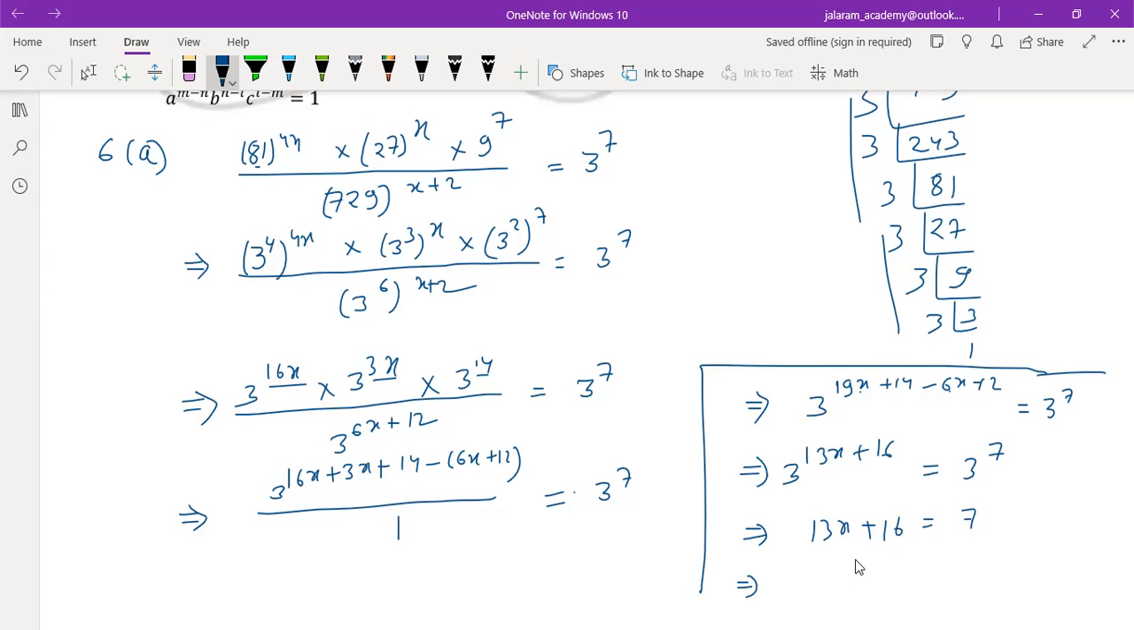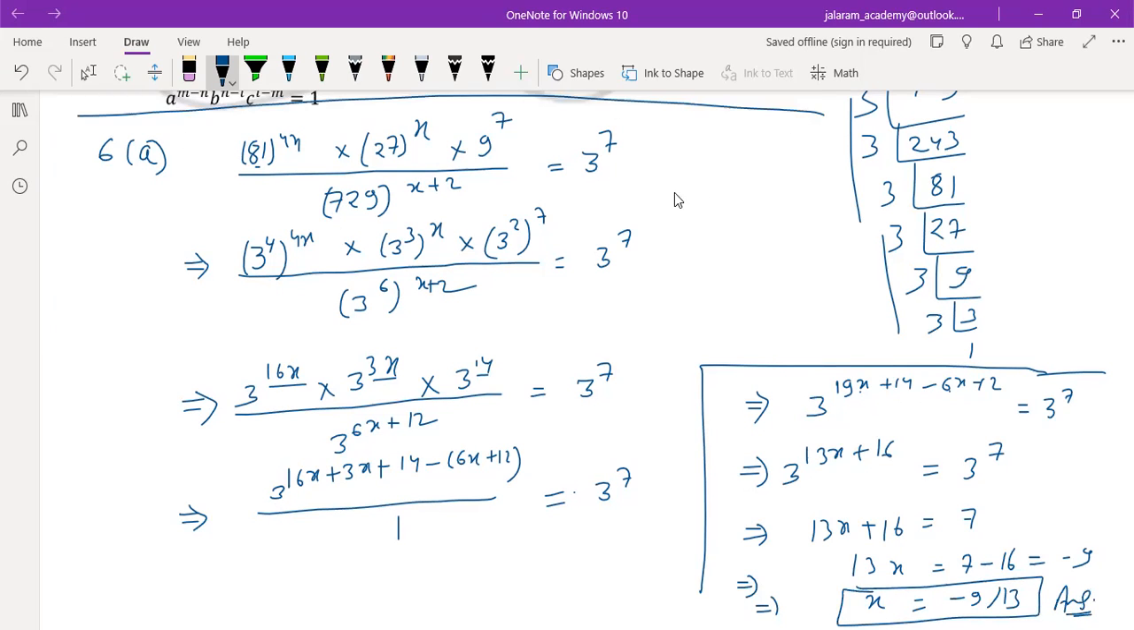Everything is correct, I think. So 13x equals 7 minus 16, that is minus 9. It implies x equals minus 9 by 13. So now let's always check the question after solving, whether you have solved it correctly or not.